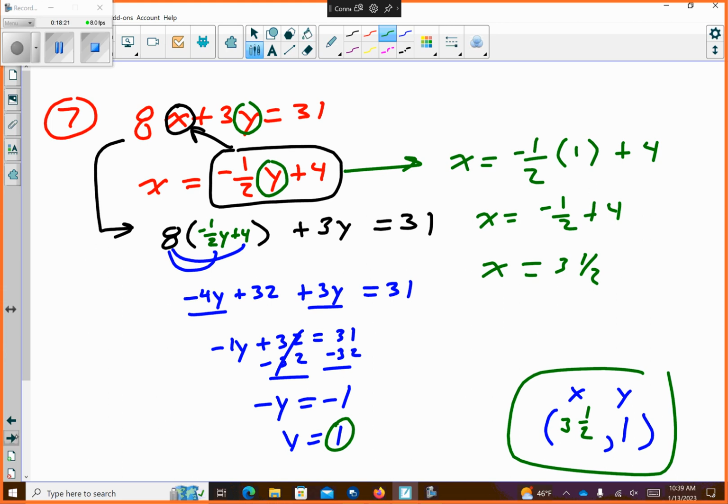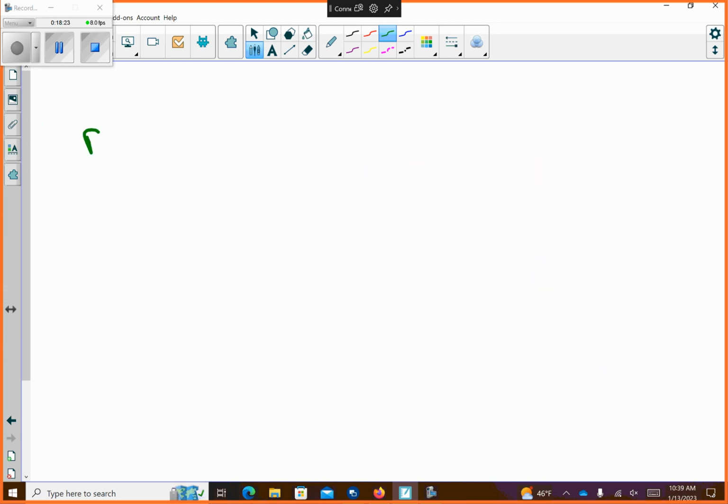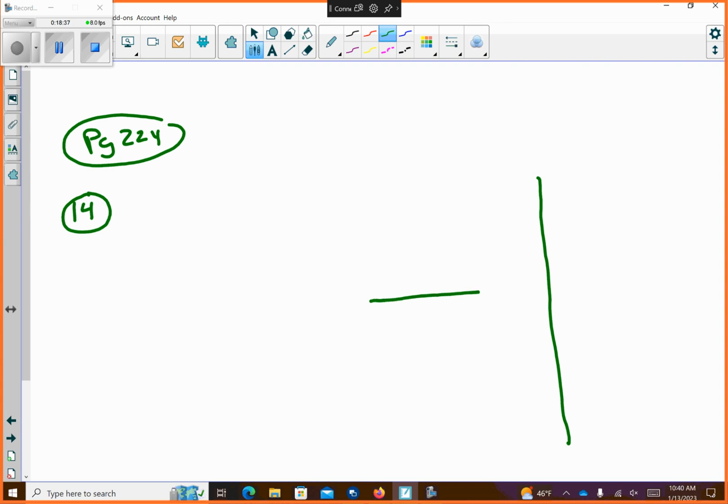All right. Flip it over. Let's go to page 224. I'm going to do number 14. Now, I'm doing this without a net. We're going to be really careful. Number 14.